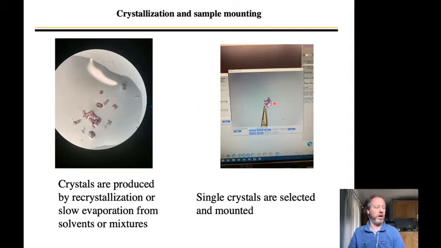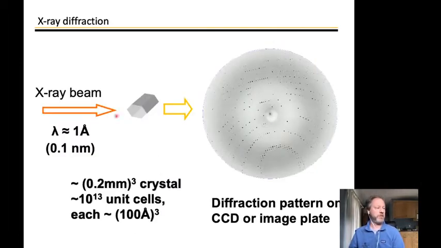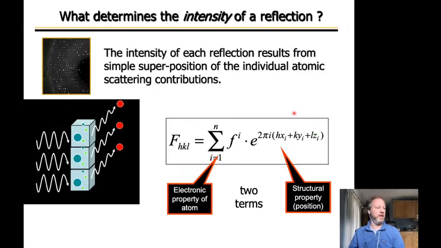Here's one that's on the goniometer head on the mount, and we're watching it in the diffraction software. So the X-ray beam hits the crystals, and due to constructive interference, we get these spots. So mathematically, we can describe these interference patterns using Fourier transforms.